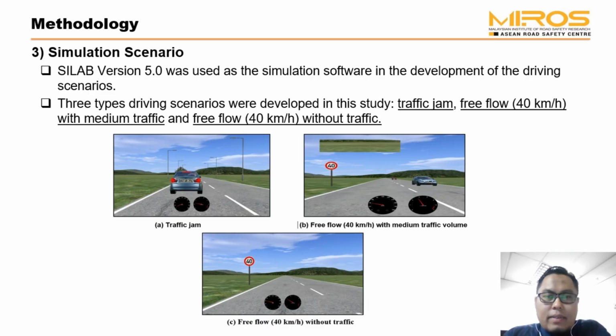The Islamic version 5.0 was used as the simulation software in the development of the driving scenarios. So it is a comprehensive driving simulation software package that consists of several programs that interact with each other, such as simulation preparation, test configuration, simulation realization, and also evaluation. 3 different driving scenarios were designed in this study, which were free flow 40 km per hour with a medium traffic volume, free flow at 40 km per hour without traffic, and also the traffic jam. So an illustration of the designated driving scenarios is shown in the figure.